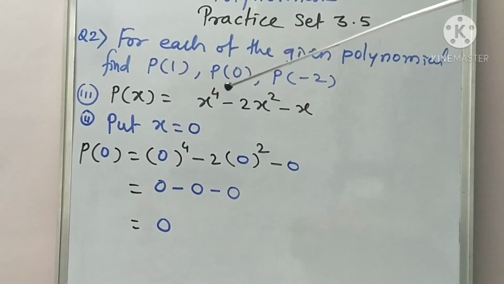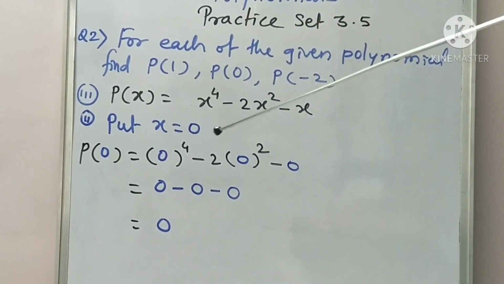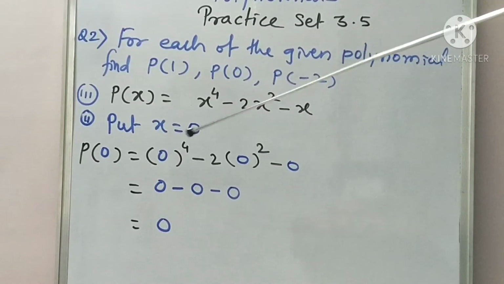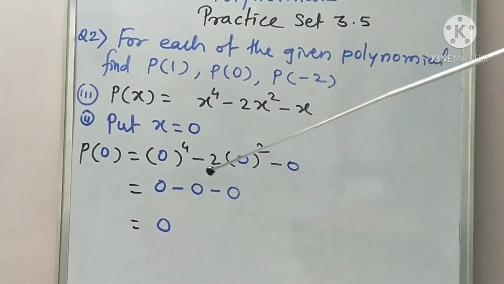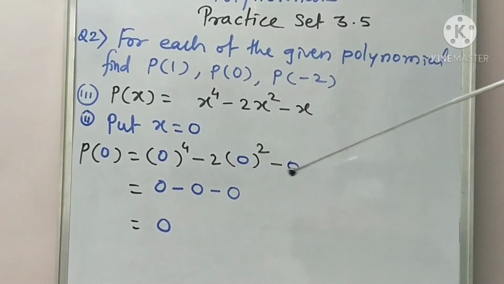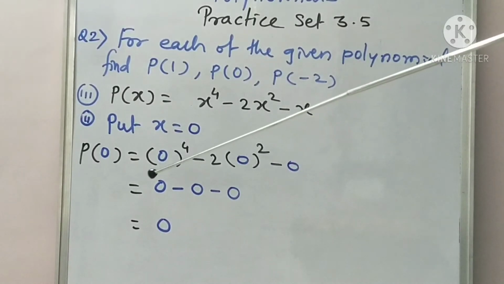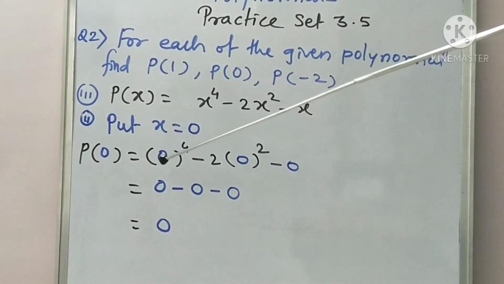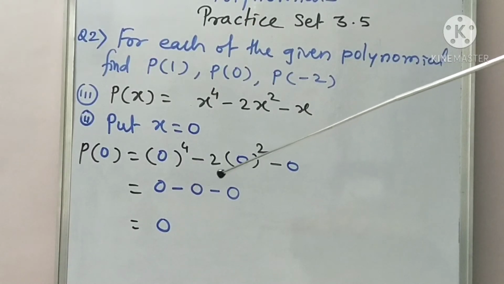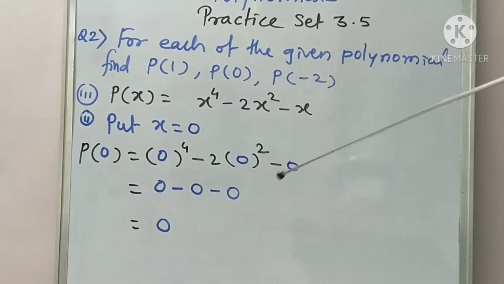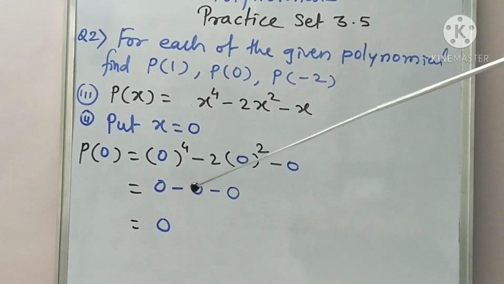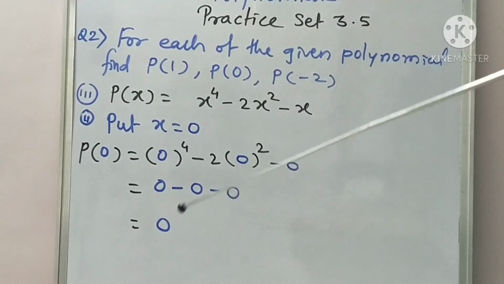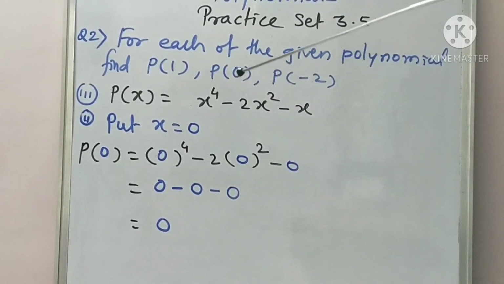So for the second value, we put x equal to 0 here. Then 0 raised to power 4 minus 2 into the square of 0 minus 0. But any power of 0 is 0, so here also we get the square and the product as 0, and the last term is again 0. So 0 minus 0 is 0, and again 0 minus 0, the answer is 0. Getting this?